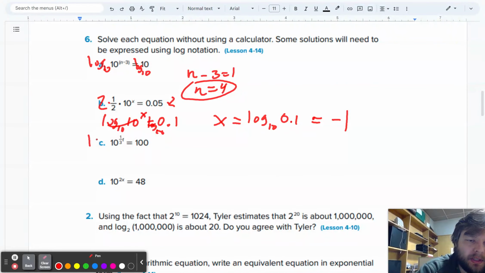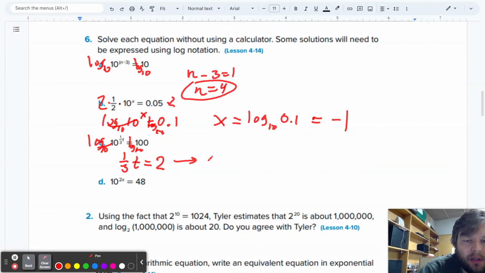Okay, part C. Take log base 10 of each side because log cancels the base. So I have 1/3 t equals 2 because the power of 10 that makes 100 is 2. Multiply by 3, and you get t equals 6.